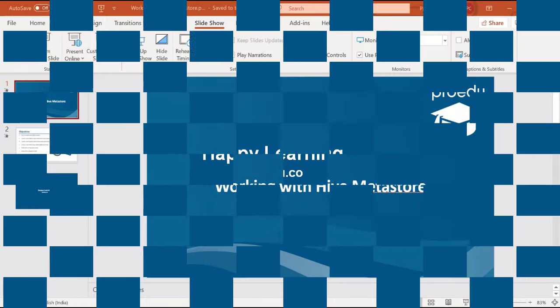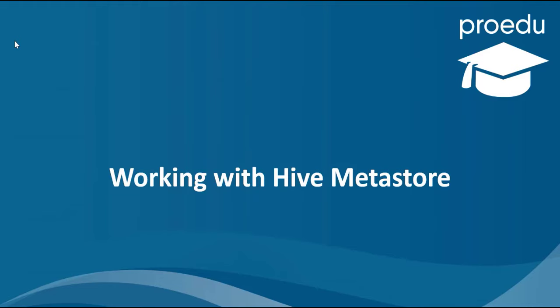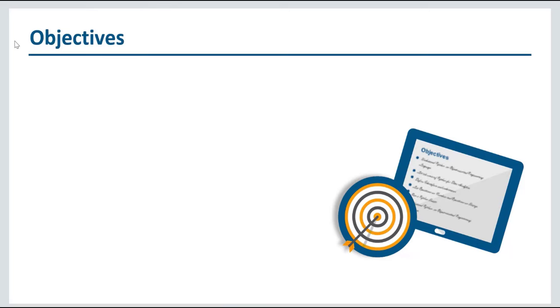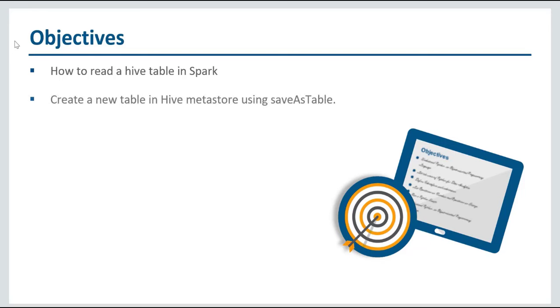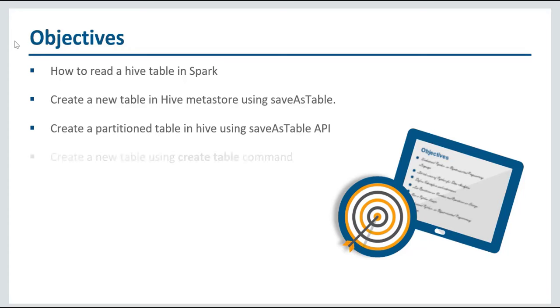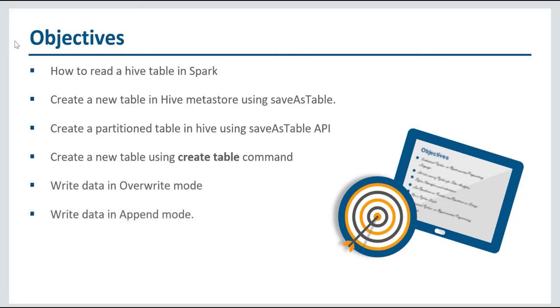Hi all. In this lecture, we will be working with Hive Metastore. Let's see the objectives now. We will learn how to read a Hive table in Spark. We will be creating a new table in Hive Metastore using the saveAsTable API. Then we will be creating a partition table in Hive using the saveAsTable API. We will be creating a new table using the Create Table command. And finally, we will be writing data in a Hive table in overwrite mode and in append mode. So let's go to the lab and see.